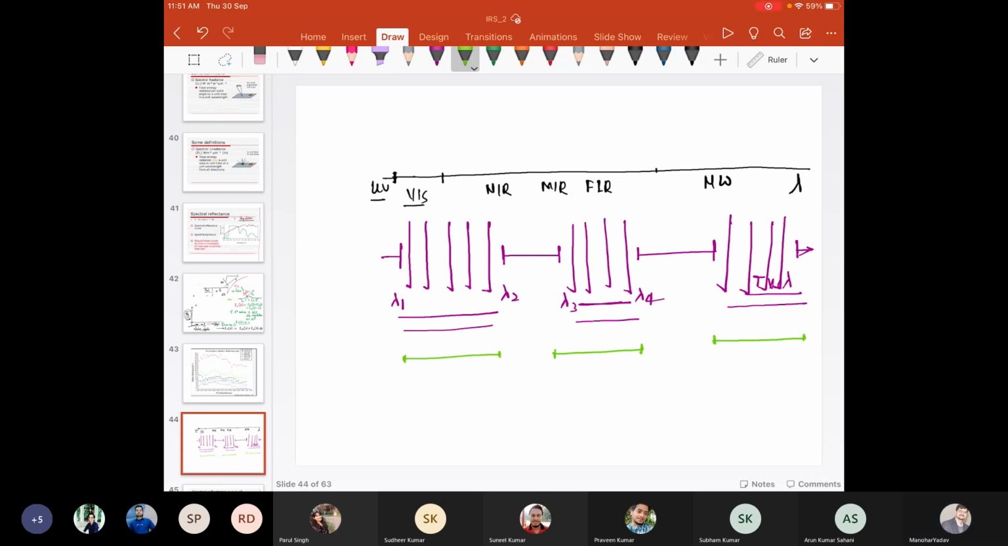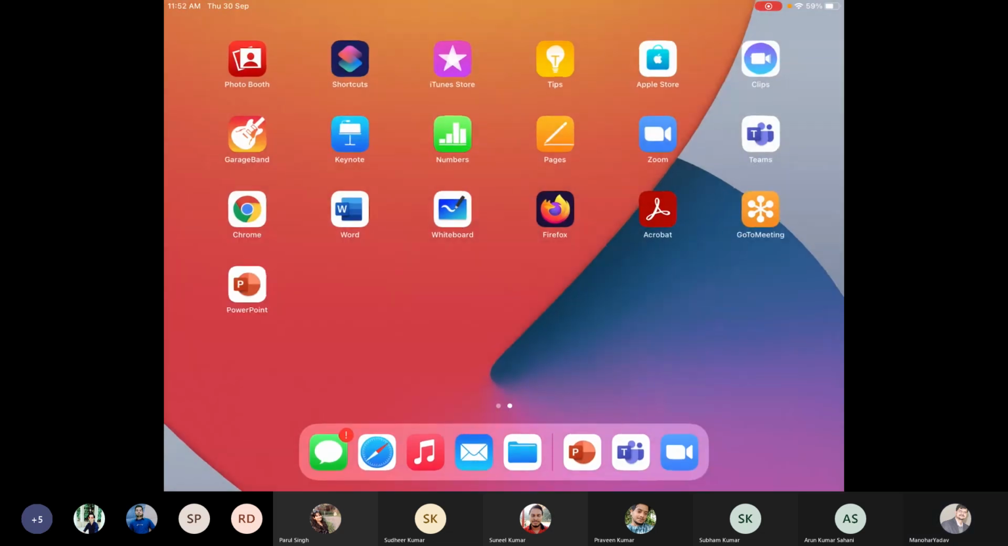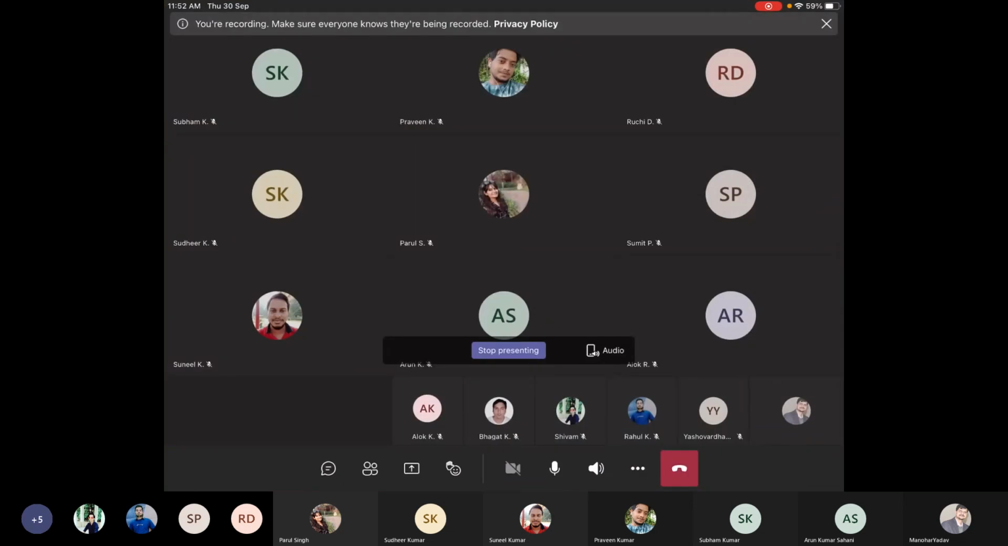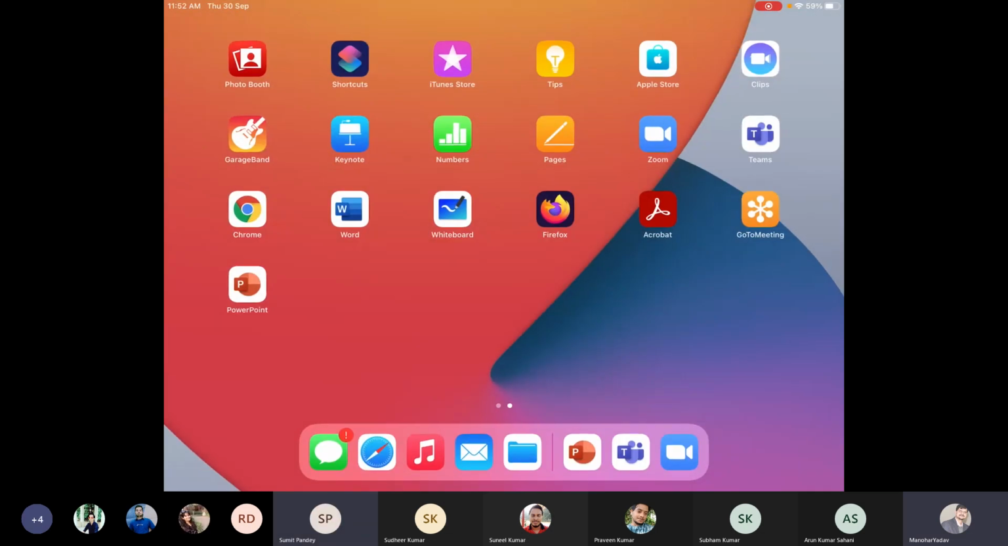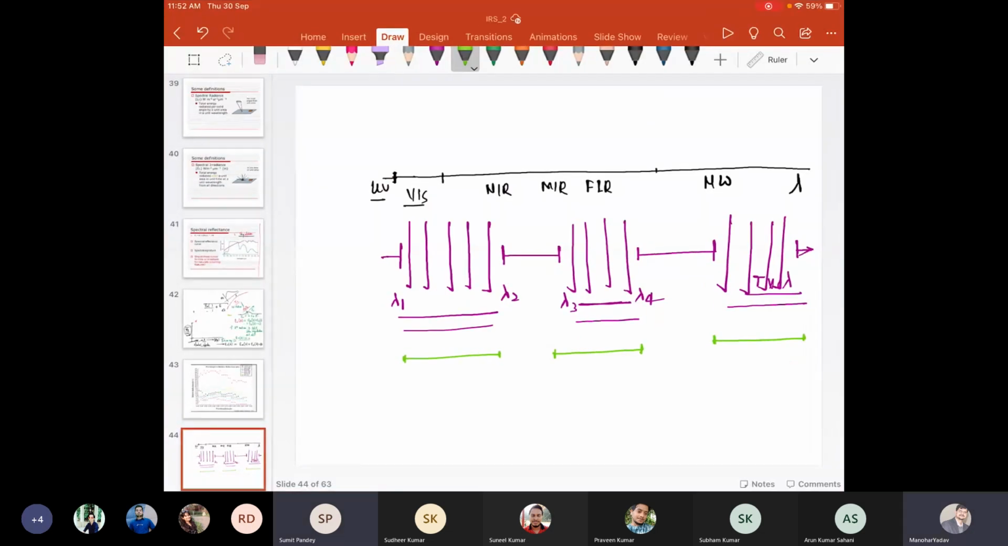What does this mean? Sumit, could you please unmute? Yes, sir. What do you mean by atmospheric window? Sir, a certain segment of the atmosphere which behaves like a transparent atmosphere. Yeah, the atmosphere behaves like a transparent or semi-transparent medium. It means, yes sir, most of the energy passes through the atmosphere without significant loss. So that is called an atmospheric window. Fine, correct.